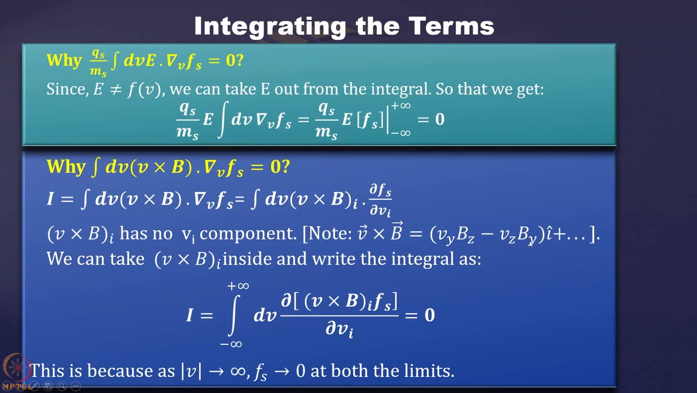So what we did actually, we have taken it inside the derivative, because this part is not having any Vx ith component. So we are safe to take it inside, and when you do, we can take the integrand out. Again, because Fs is going to 0 at both the limits, it was giving us 0. So it is a very nice thing, no?